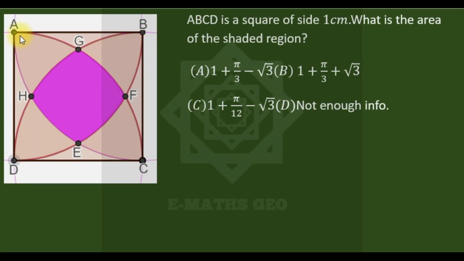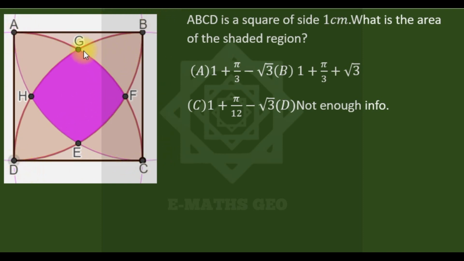Okay, we're given square ABCD of side 1 cm and we're asked to find the area of this shaded part. Okay, the easiest way to solve this is to subtract the area of this part from that of the square.